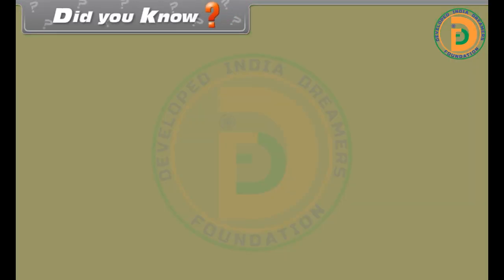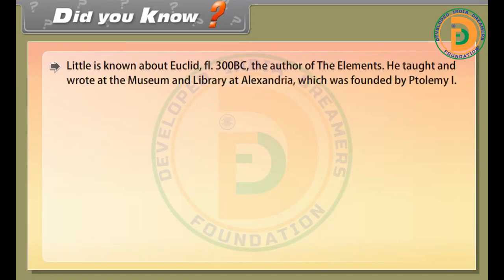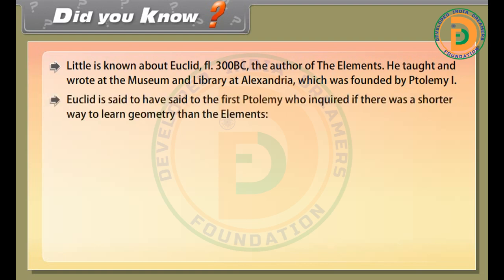Did you know? Little is known about Euclid, the author of the Elements. He taught and wrote at the museum and library at Alexandria, which was founded by Ptolemy I. Euclid is said to have told the first Ptolemy, who inquired if there was a shorter way to learn geometry than the Elements, that there is no royal road to geometry.